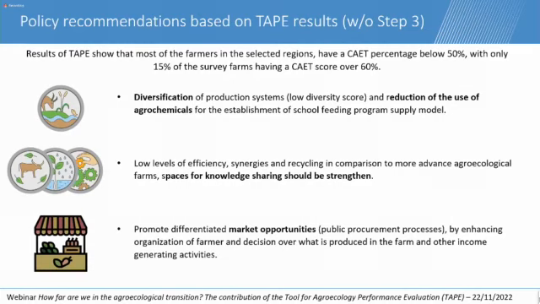by enhancing the organization of farmers, by teaching farmers how to come together and apply for this type of programs and have decision over what they are producing on their farms and income generating activities, can support this transition at an agri-food system level, not just at a production level.